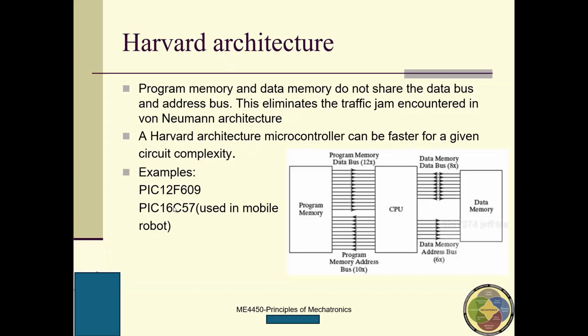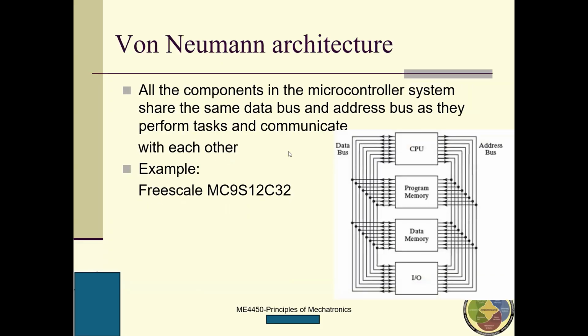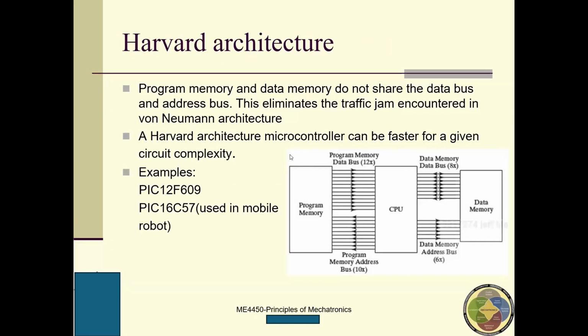So these are two examples. This is the Harvard architecture. This is called the von Neumann architecture. In either the exam or the quiz, I will ask you to tell me the difference between the von Neumann architecture and the Harvard architecture. This is the history of the microcontroller.